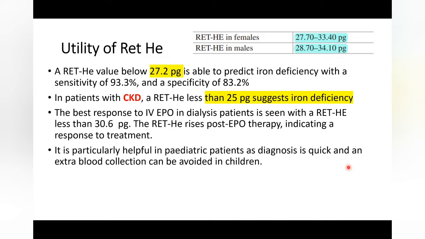If you look at the guidelines, a Red-He value below 27.2 is able to predict iron deficiency with a sensitivity of 93.3% and specificity of 83%. But in cases of CKD, a Red-He value less than 25 picograms suggests an iron deficiency.